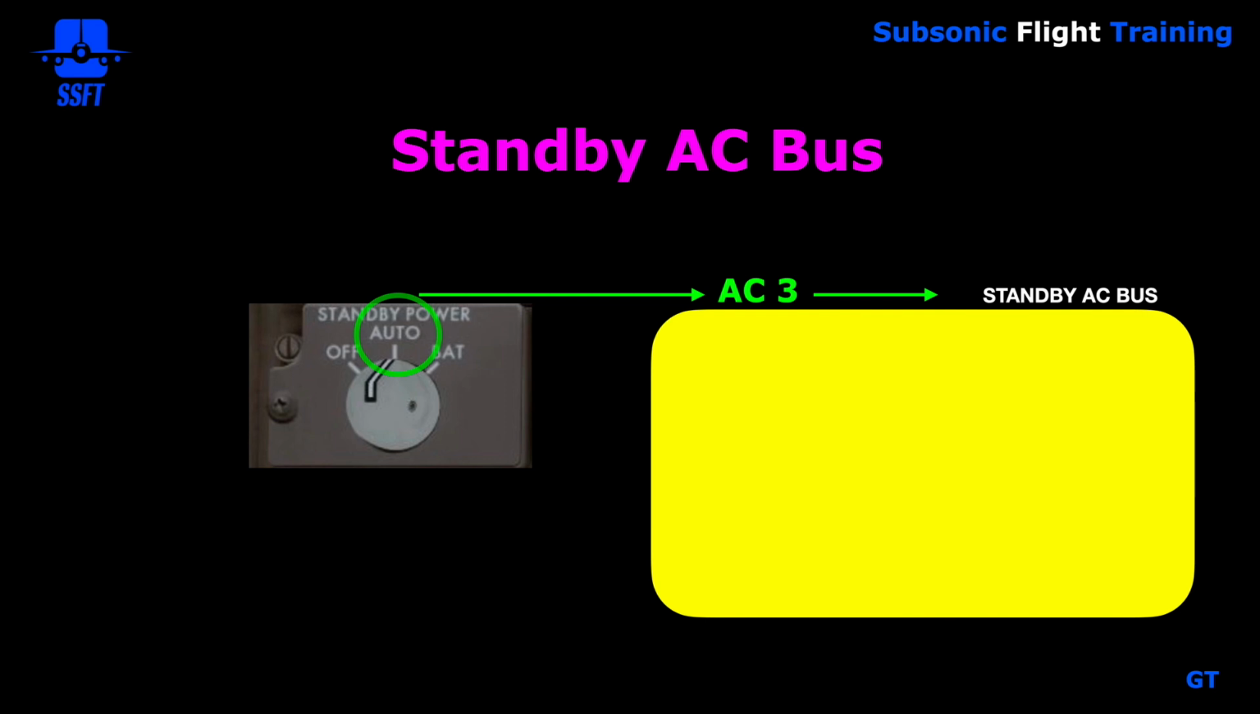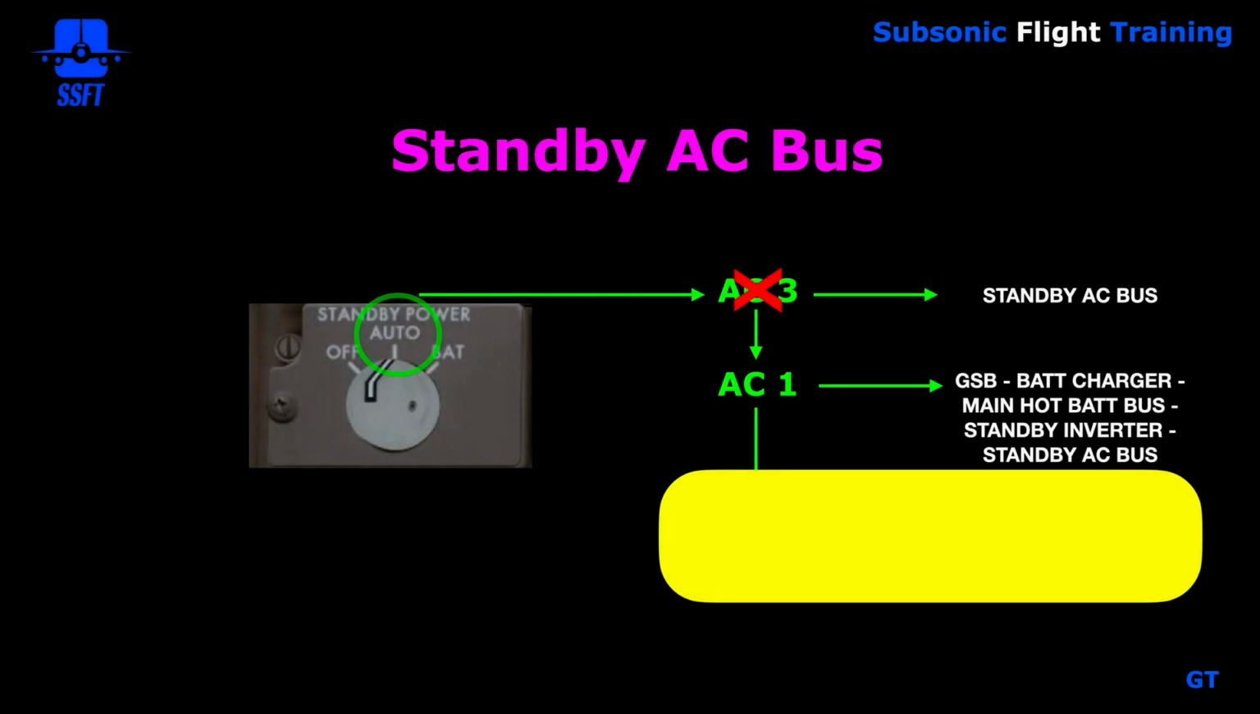When it's in battery, that allows the battery to power the standby AC bus and the APU standby bus. The battery chargers would be cut out of the loop, and so the battery would power these buses directly in the battery position. In the auto position, that provides for automatic transfer to keep the standby AC bus and the APU standby bus powered in the event of failure. In the auto position, the normal power source for the standby AC bus would be AC3.